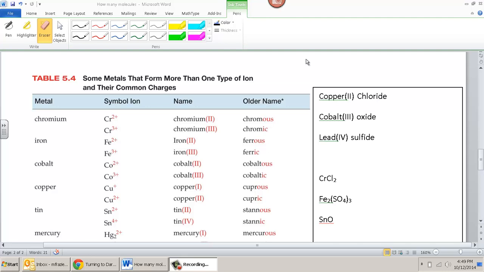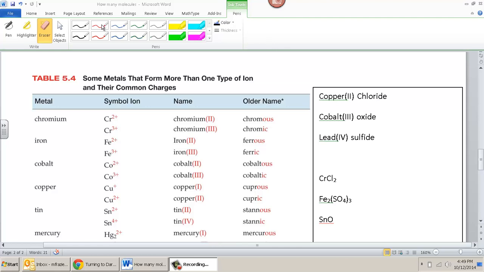I want to go over how you come up with the formula for compounds that contain a metal that can form more than one kind of ion. So if you're given the name of that compound, how do you come up with the formula for it? And then conversely, if you're given the formula for one of these compounds, how do you figure out what to call it, what the name of it is?